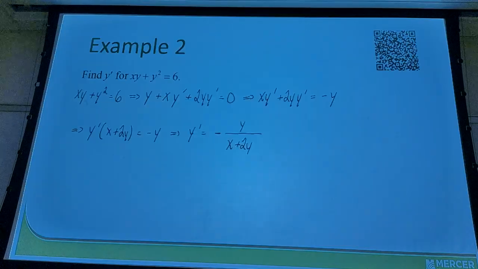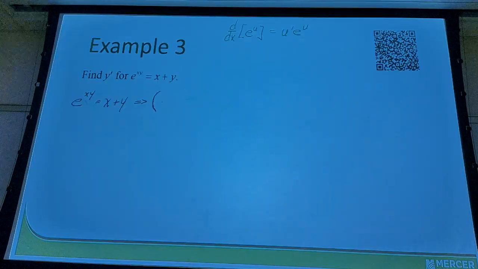Don't need to reinvent the wheel. We just did the derivative of xy. But what kind of function would it be? Product, so you use product rule. But we already did it, right? So it's y plus xy prime. What's the derivative of x? What's the derivative of y? Now solve for y prime.